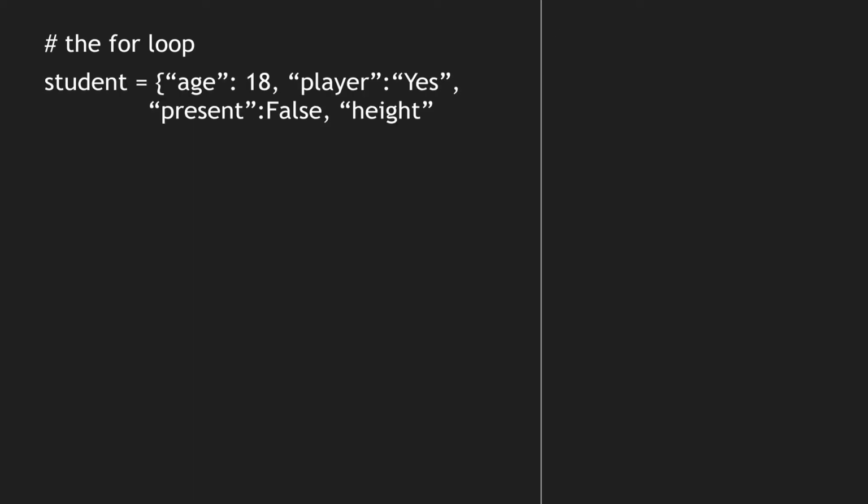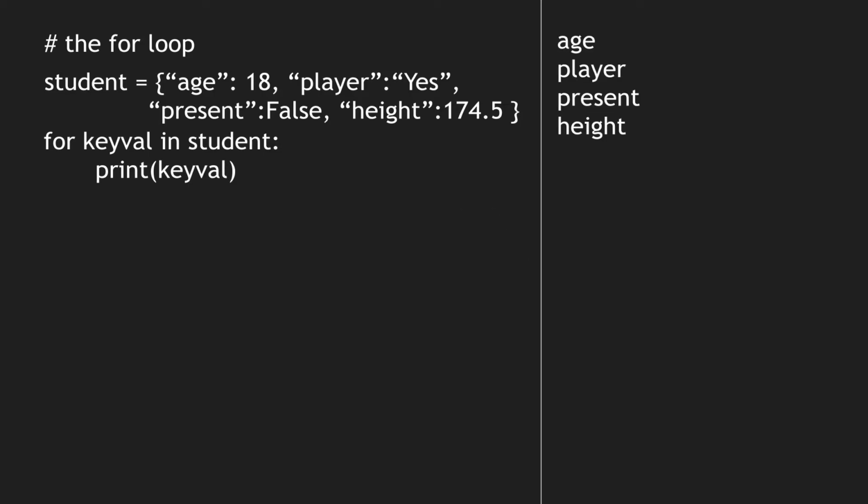Remember this dictionary? We can also use a loop with dictionaries. Using a for loop, we can iterate through the keys. So for key in student, print key. Now, here you notice that we have the keys. That means we can also access the values with which the keys are paired.